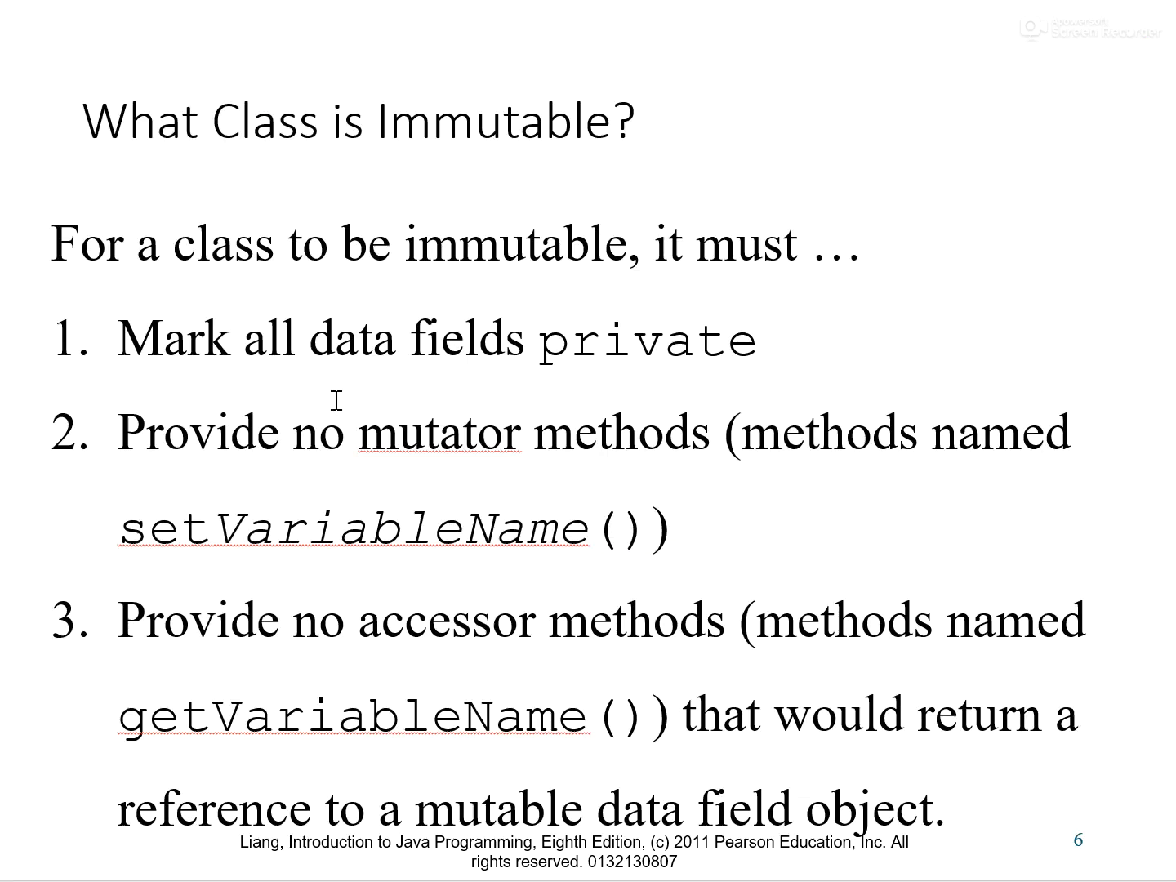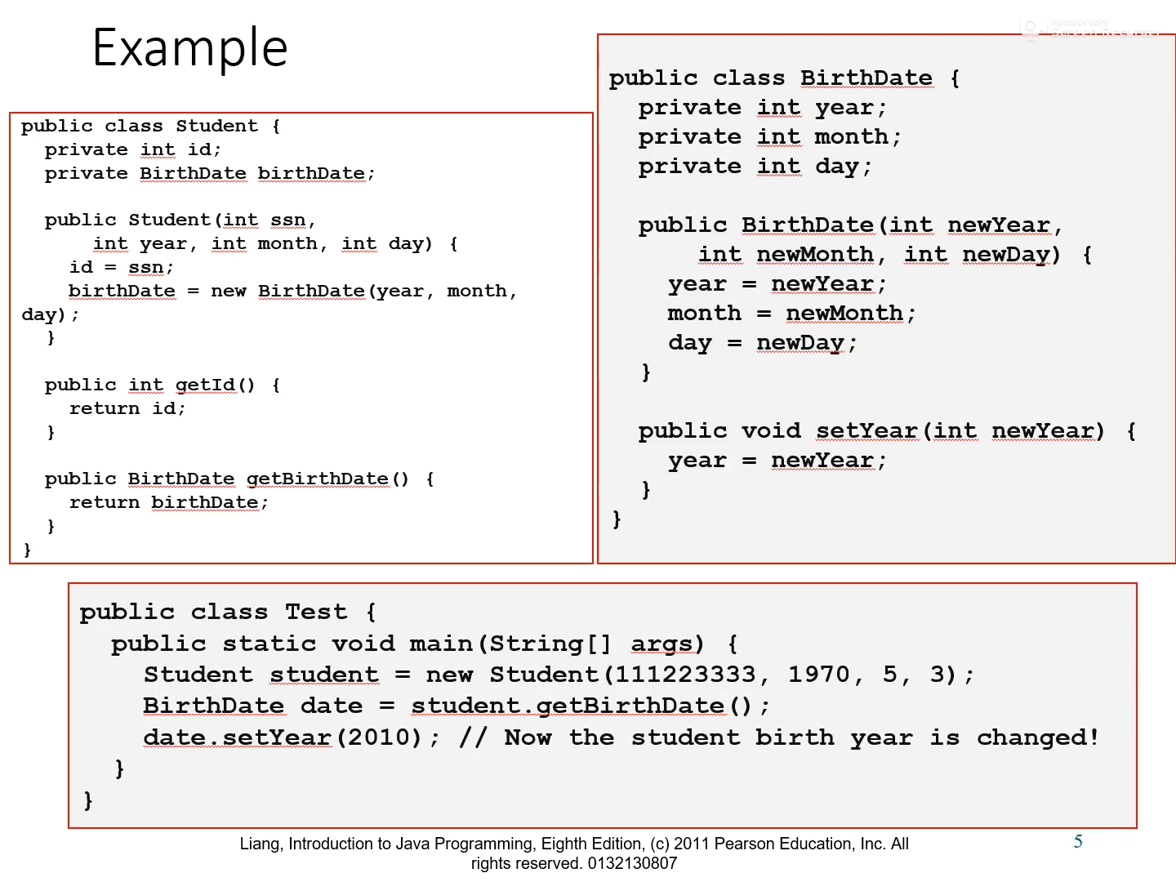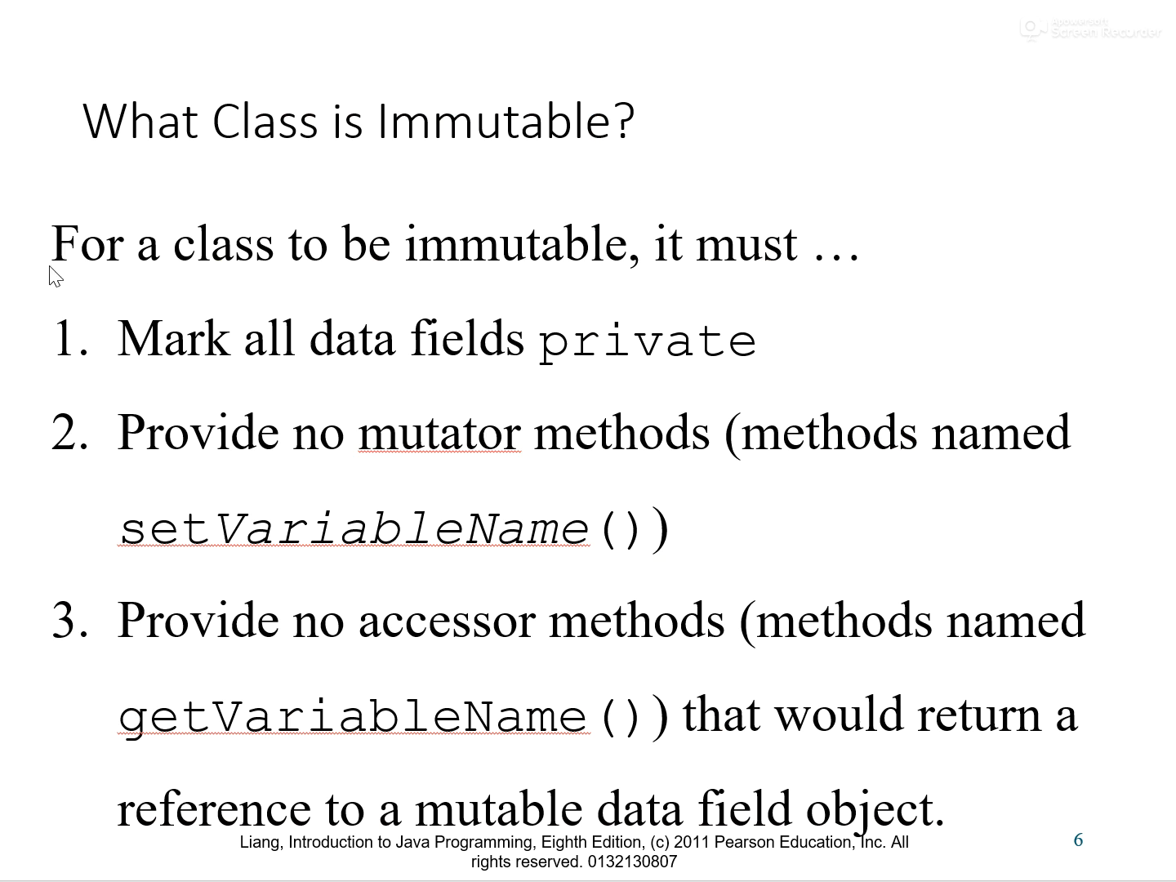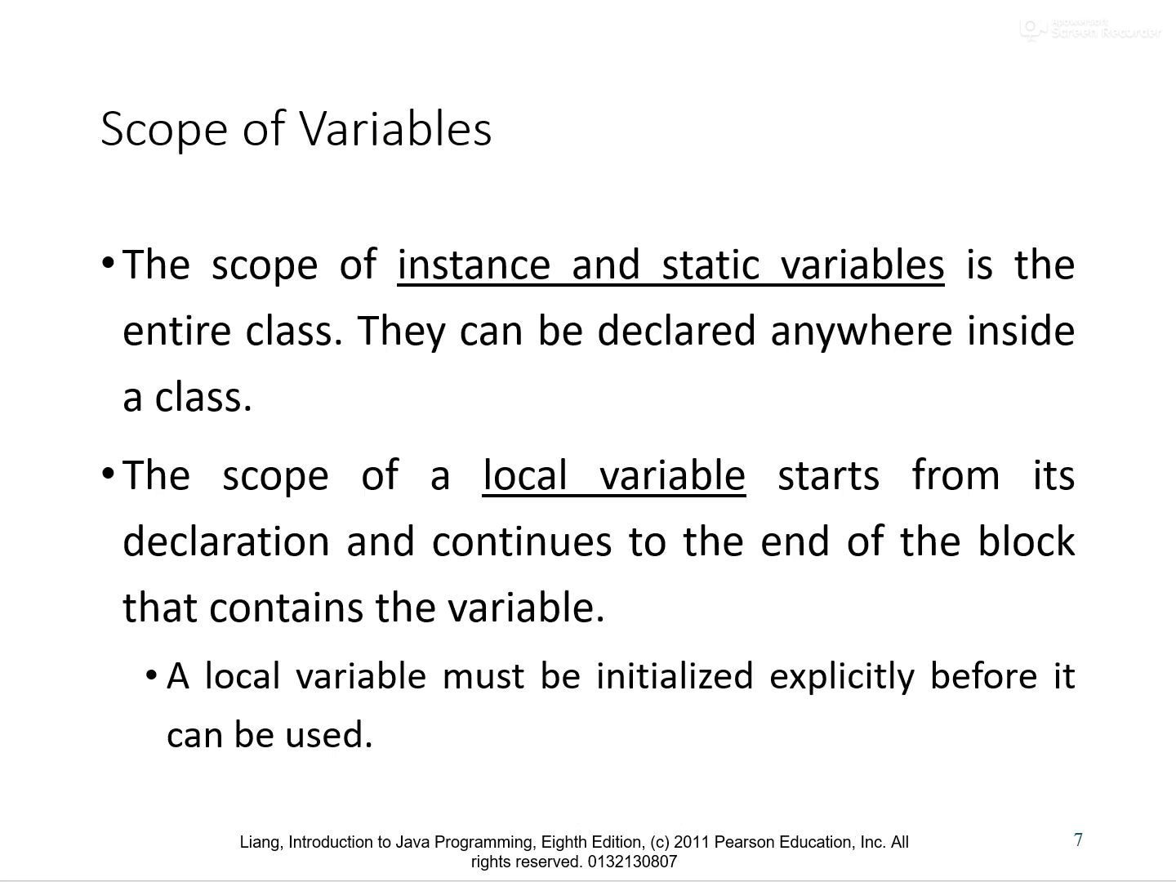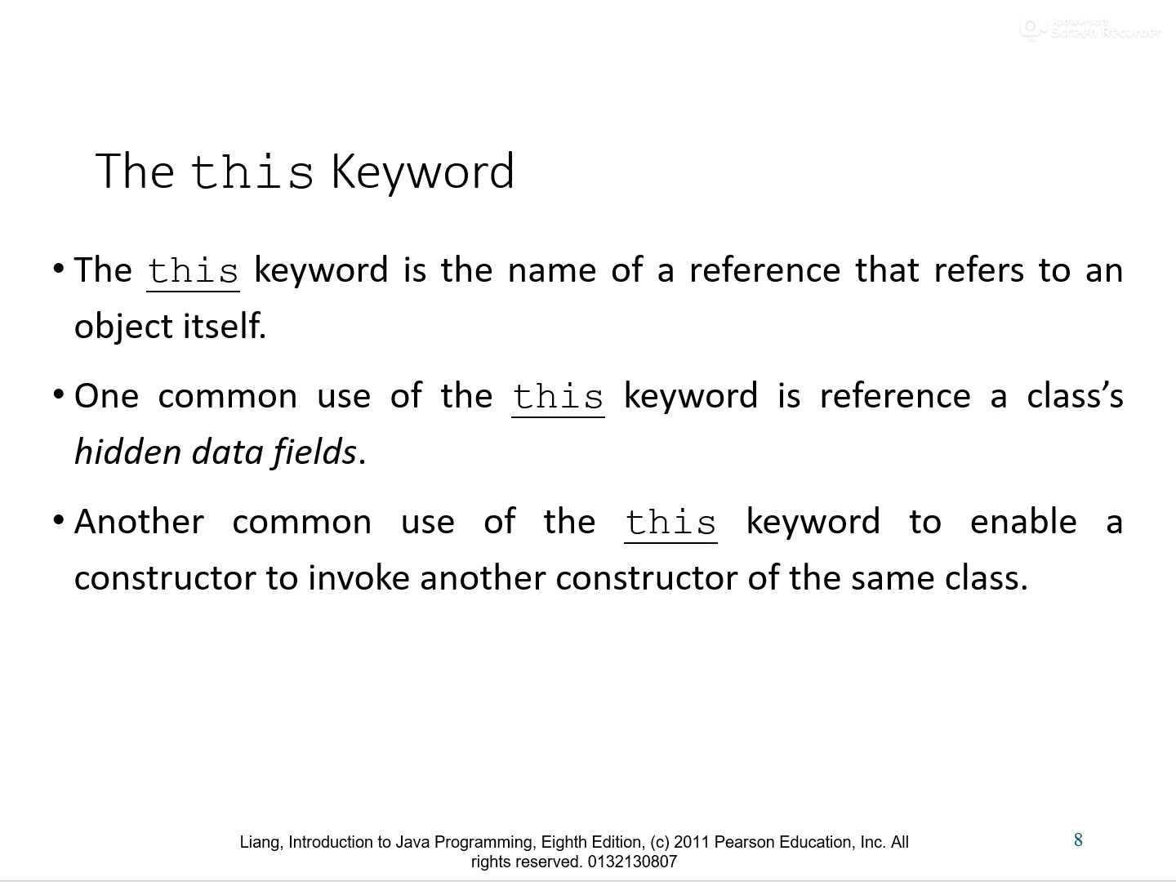But generally, an immutable class is made by keeping all data members private, providing no mutator method, no set variable methods, no set methods, only get methods. But the get methods have to be ones that do not return objects. Okay, I'm already giving you a hint for what's going on there.